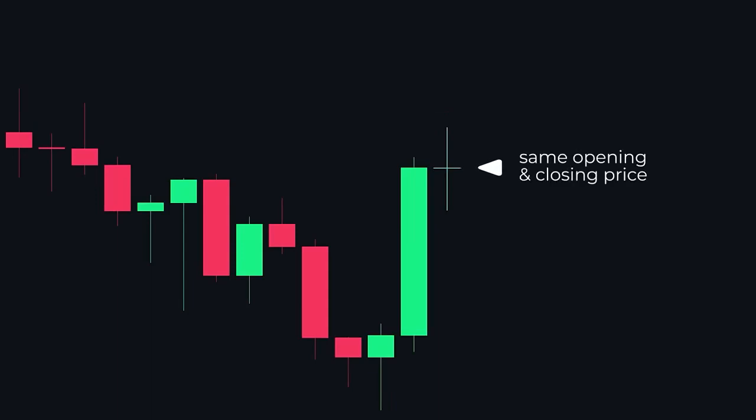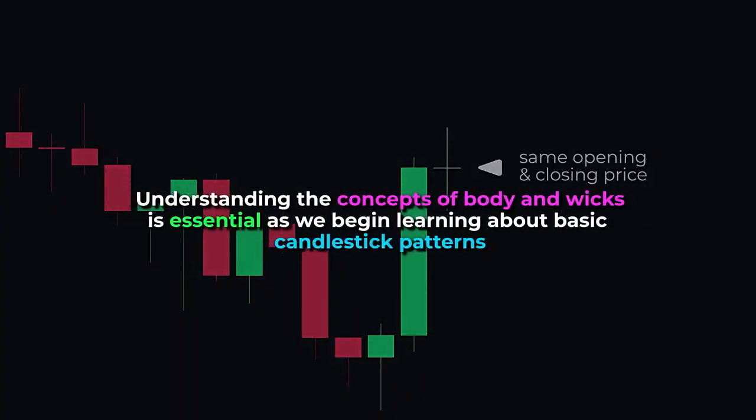In this example, buyers had a slight advantage as the candle closes green. However, their strength is still nearly equal to the sellers. Understanding the concepts of body and wicks is essential as we begin learning about basic candlestick patterns, so keep them in mind as we move forward.